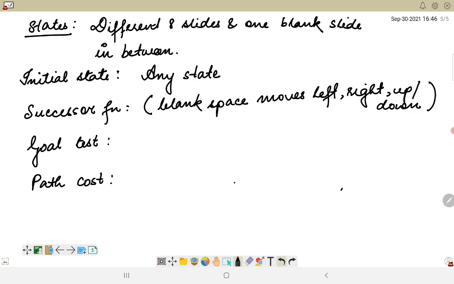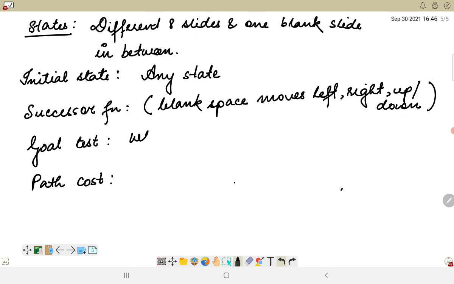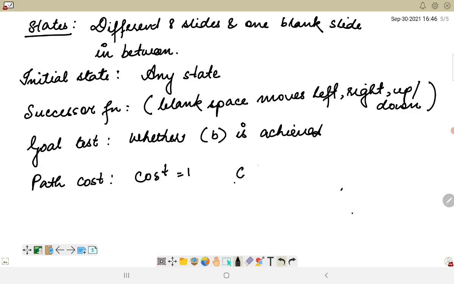So let's say this was my figure B. The goal test would be whether the B representation is achieved. And for path cost, since we do not have any specific path cost, we will associate cost equal to 1 for each step. So if you want to represent this, let's say I'll have position 1 and I'll associate 1, and then we will go to position 2. This is how we can represent it.